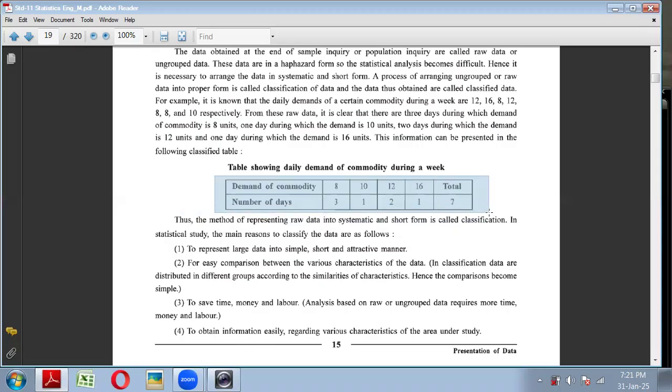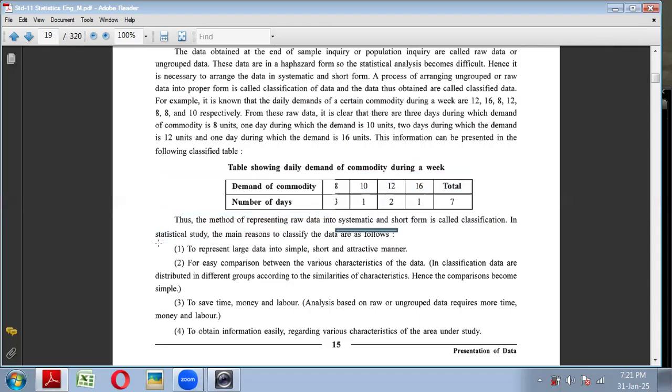When this data is collected for the first time, it may be written or presented haphazardly. Whenever primary data is collected, it can be noted down on a piece of paper, tablet, computer or laptop, whatever. It might be in sentence form, but then when it is shown in a classified form, that is called classification.